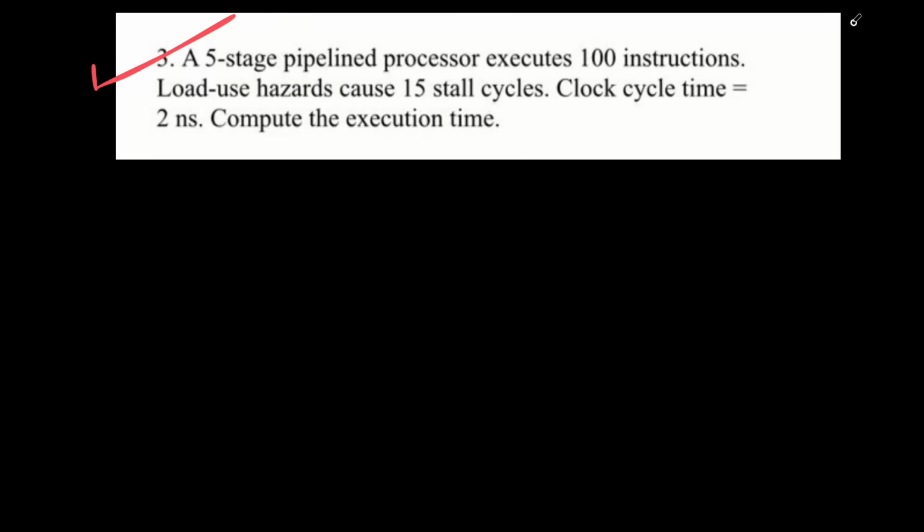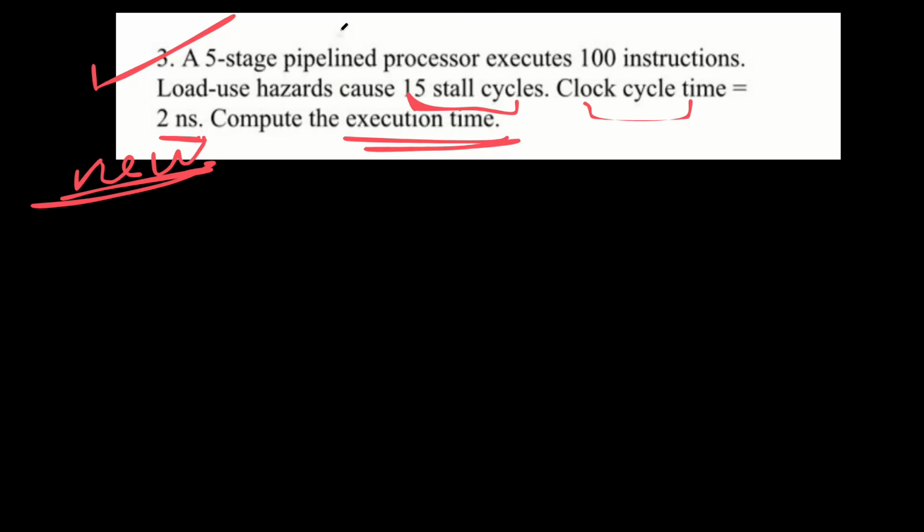Now let's see the third question. Here you have to understand a lot of new concepts, so if you can't do it by yourself, it's fine. There is a 5-stage pipeline processor executing 100 instructions, but there is a load use hazard using 15 stall cycles. The clock cycle time is 200 nanoseconds. Compute the execution time. It's not an ideal pipeline processor because there is a load use hazard, and here it is said there are 15 stall cycles used by this hazard.